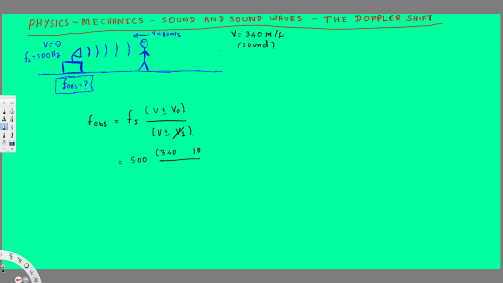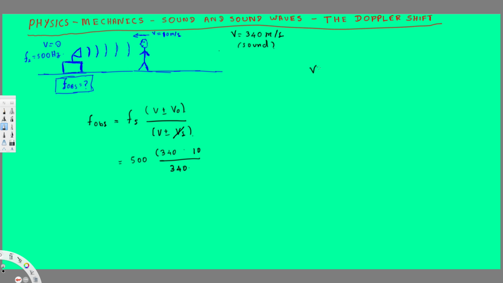So we can close off this one, and we have the velocity of the sound in the bottom, so that's 340. The question is whether we have to put the plus or minus right here. As he goes toward this source, what's going to happen to the wavelength? It's going to decrease, right?